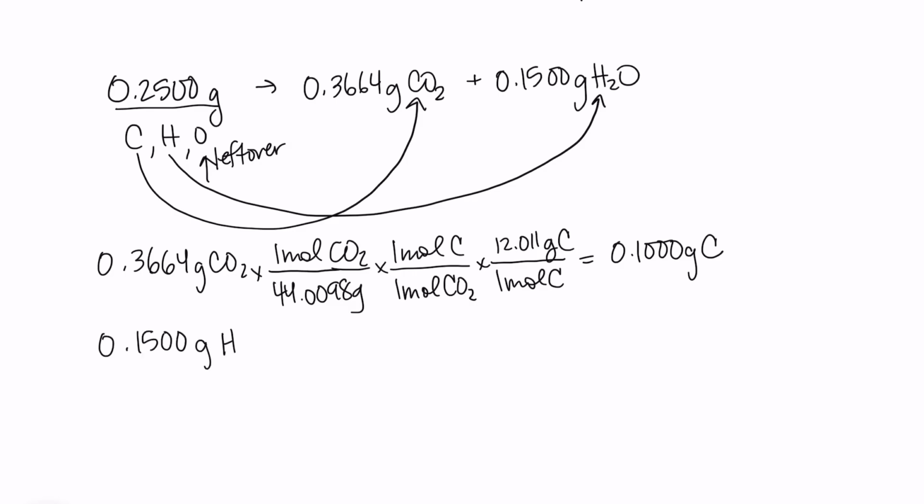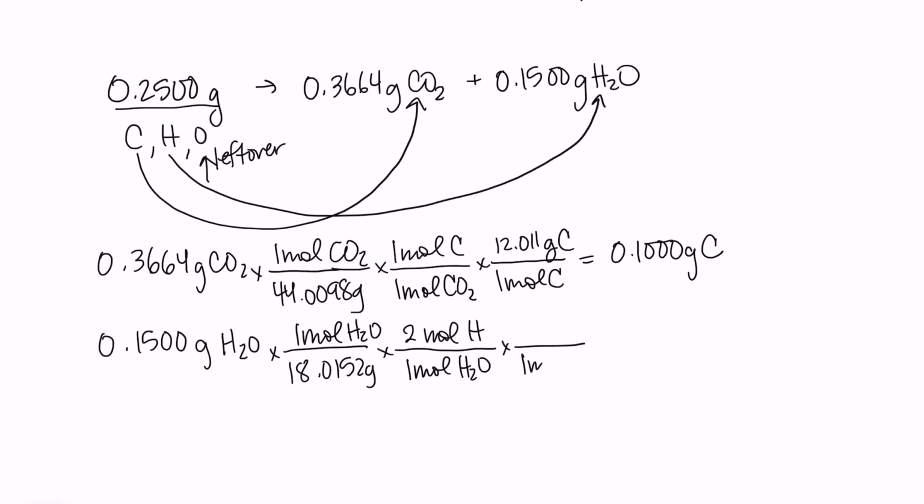I'm going to do the same thing with my water, 0.1500 grams of H2O. Turn that into moles. Use my stoichiometry here. For 1 mole of water, I get 2 moles of H. And for 1 mole of H, it's 1.0079 grams of hydrogen. And in the end, I get 0.01678 grams of hydrogen.